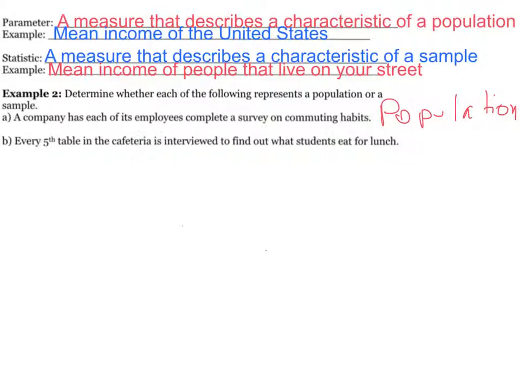And then example B, it says every 5th table in the cafeteria is interviewed to find out what students eat for lunch. So in this case, we're not talking to every single student, but instead we're just talking to every 5th table. So in this case, this is going to be a sample.